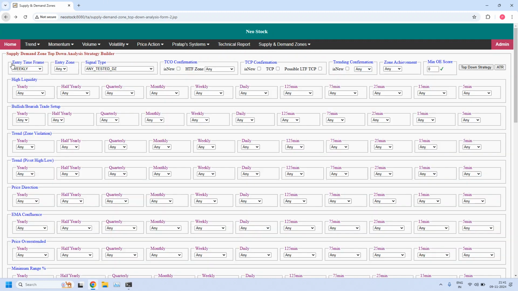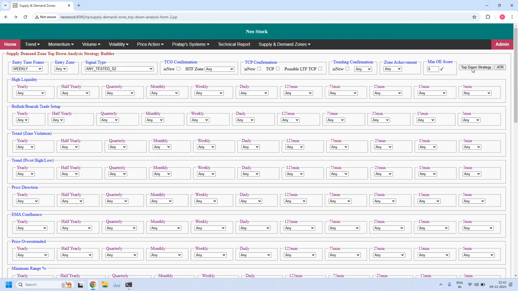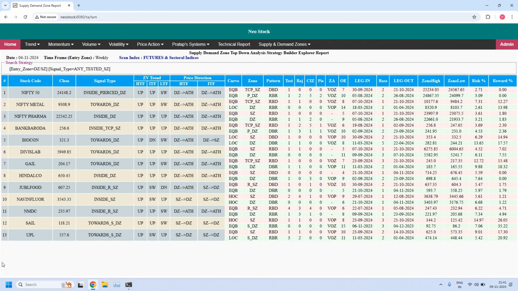Okay, next, for weekly time frame, let us find the stocks having weekly supply zones tested during this week. So these 13 stocks having weekly supply zones are tested during this week. Even the weekly NIFTY supply zone is also tested, but demand and supply zones are overlapped.